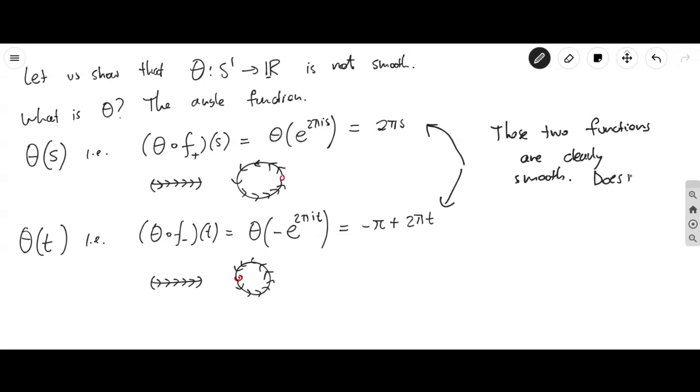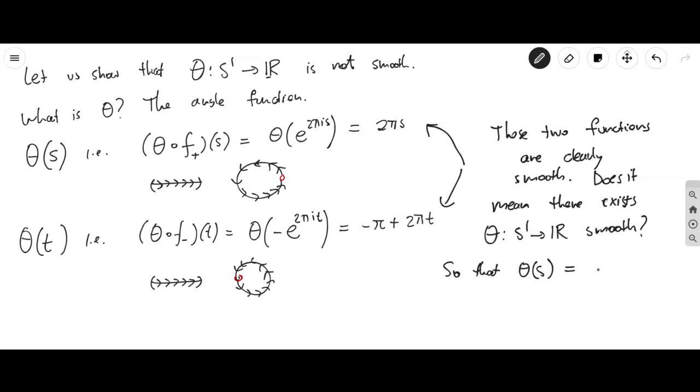So does it mean there exists a globally defined smooth function on the entire circle, so that when you write theta in terms of the s coordinate, you get 2 pi s, and when you write theta in terms of the t coordinate, you get negative pi plus 2 pi t? That's the question.